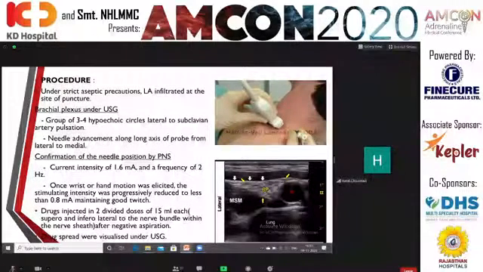Under strict aseptic precaution, local anesthetic infiltrated at the site of puncture. A group of 3 to 4 hypoechoic circles lateral to the subclavian artery pulsation was visualized. Needle advancement along the long axis of probe from lateral to medial. Confirmation of needle position by the PNS. Once confirmed, drug injected in divided doses of 15 ml each after negative aspiration. Drug spread was visualized under USG.